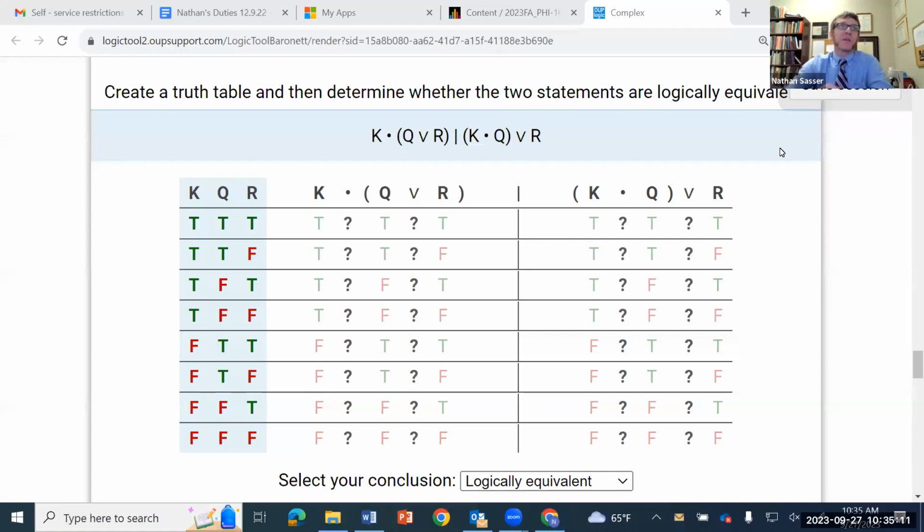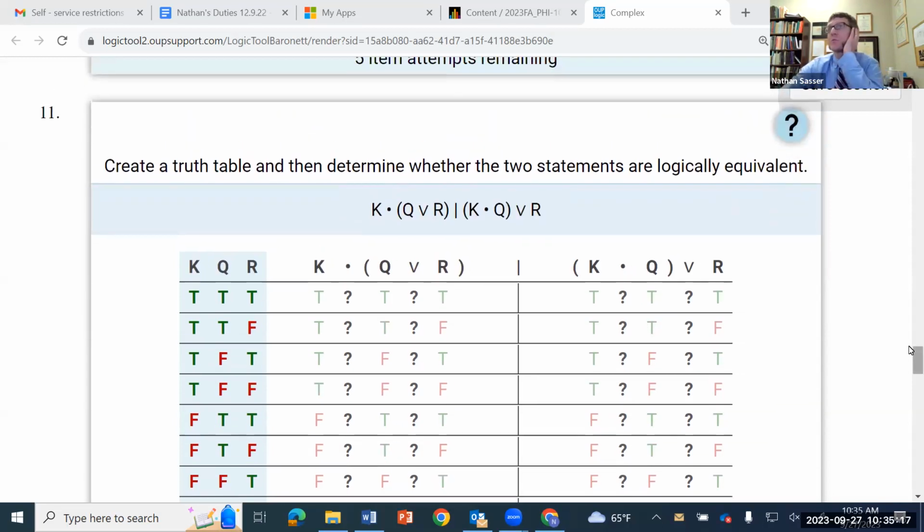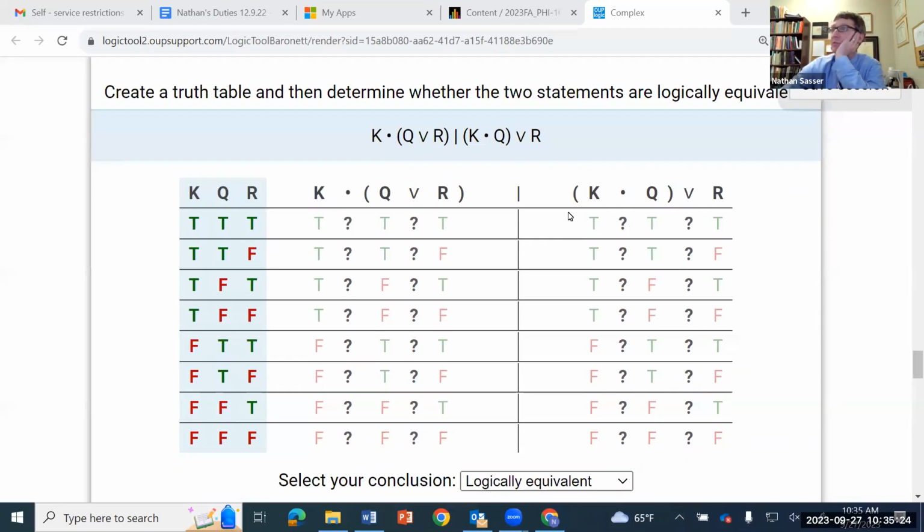All right, here we are in 7F1, interactive truth table set number 2, and this is number 11. We're supposed to create a truth table and then determine whether the two statements are logically equivalent. So I'm just going to fill out the truth tables for each of these compound statements, like always. And then the interesting part is the way that we're going to interpret the results of the truth table.